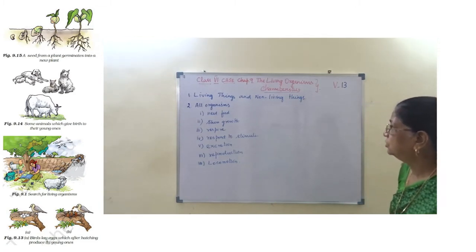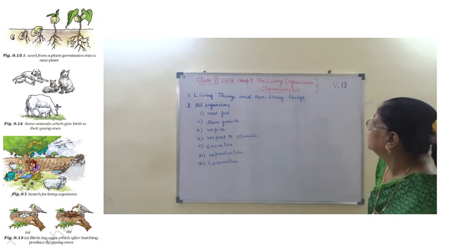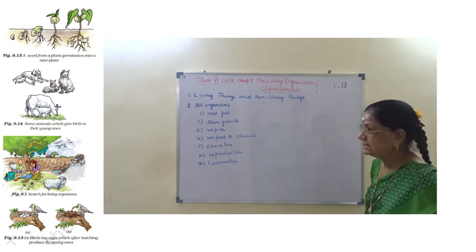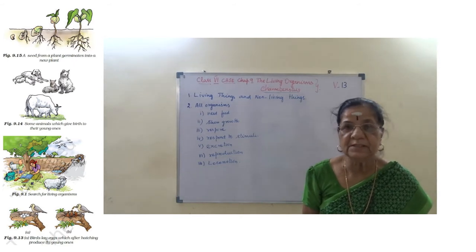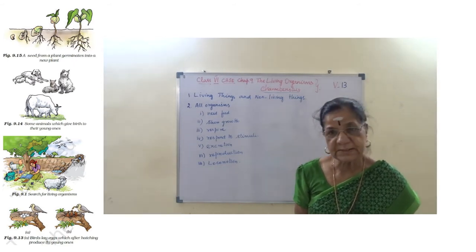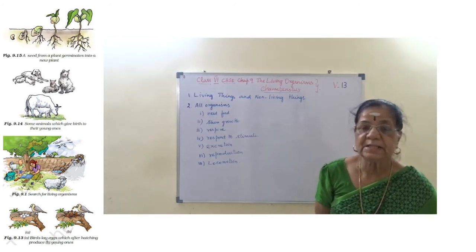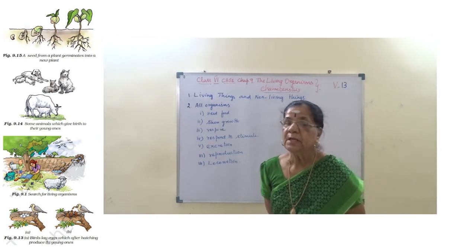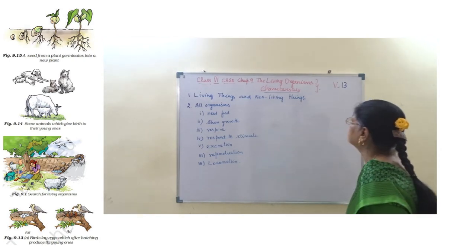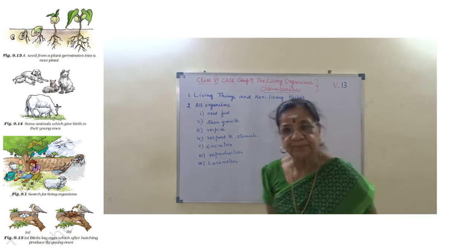Today we are continuing chapter number 9, the living organisms' characteristics. We have started the lesson with living organisms, their characteristics and their adaptations. So now we are doing the characteristics of living organisms.